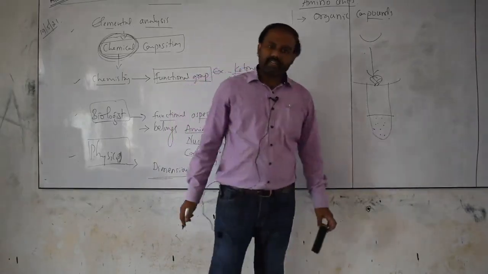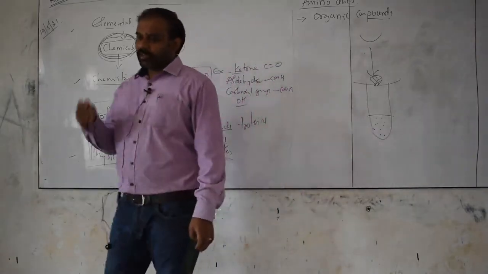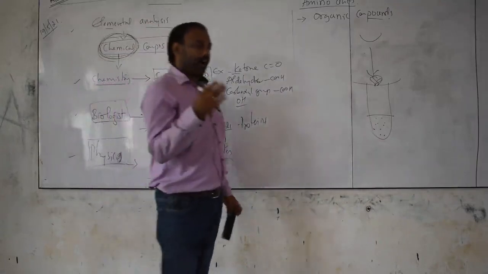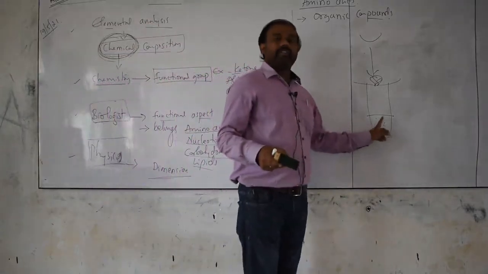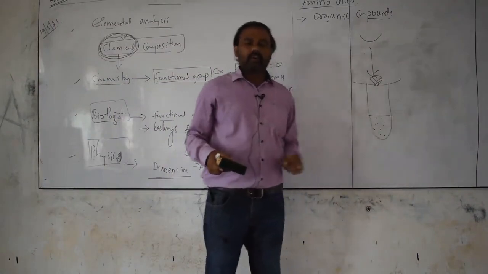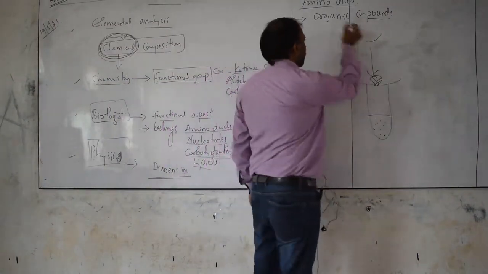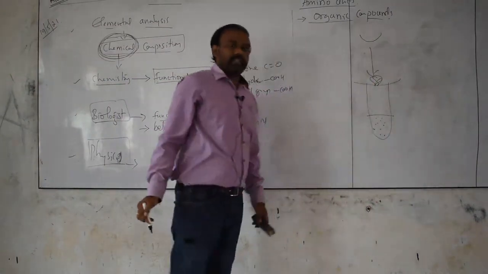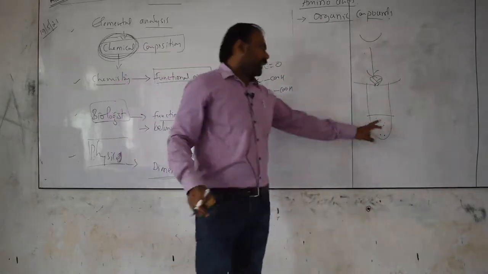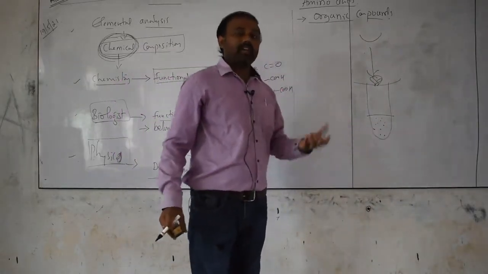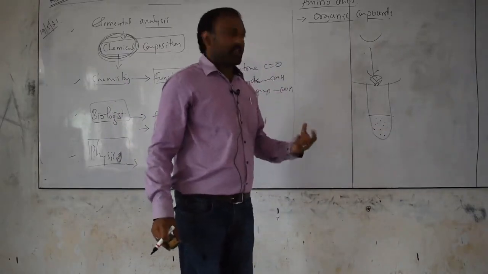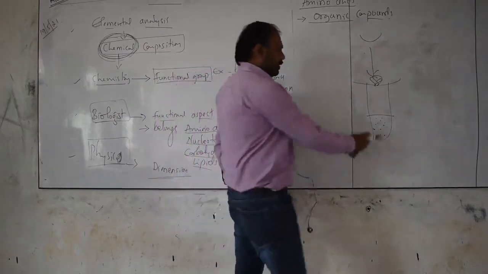I told you yesterday, scientists have discovered thousands of organic compounds in the filtrate, or the acid soluble fraction. One such compound is amino acids. Yes or no? Because I told you yesterday, here you will have thousands of organic compounds. Those organic compounds are nothing but amino acids. Clear?